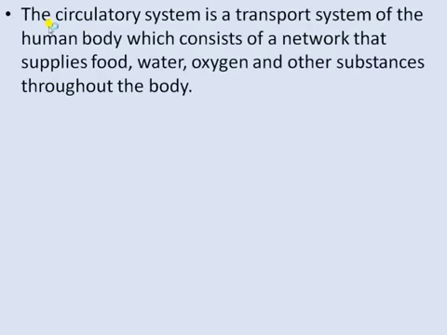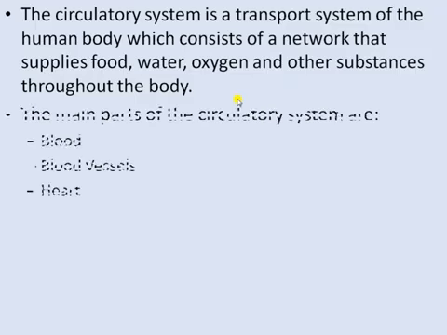The circulatory system is a transport system of the human body which consists of a network that supplies food, water, oxygen and other substances throughout the body for survival. The main parts of the circulatory system are blood, blood vessels and heart. So the circulatory system in human beings is a highly specialized system. It consists of the following components: blood, blood vessels and heart. So the first one is the blood.